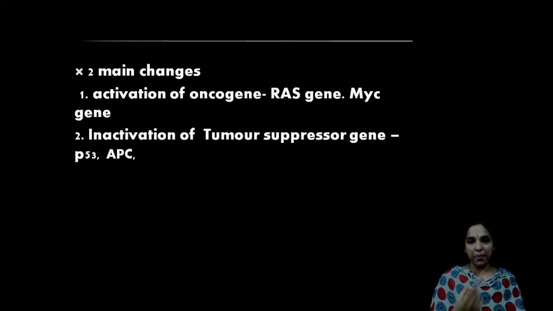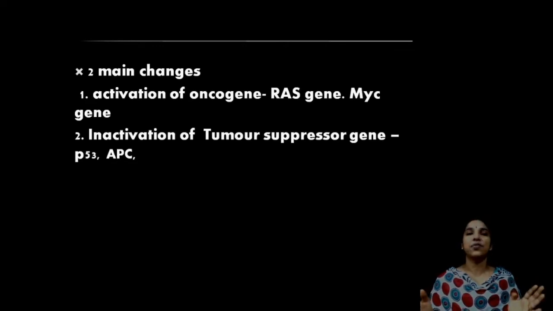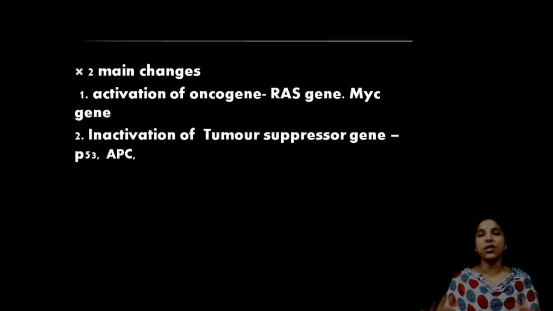But what happens when these tumor suppressor genes are inactivated? It will lead to cancer. Abnormal cell division means mutated DNA will pass to the next stage. It will continue and cancer will be the result.